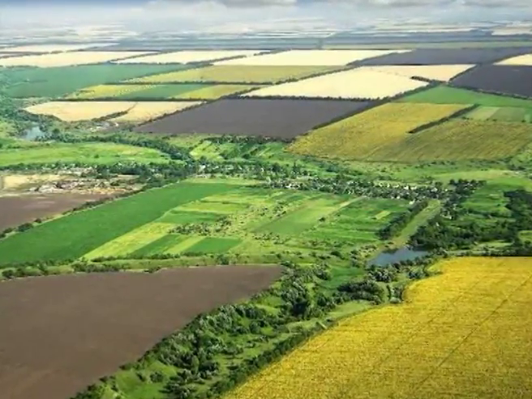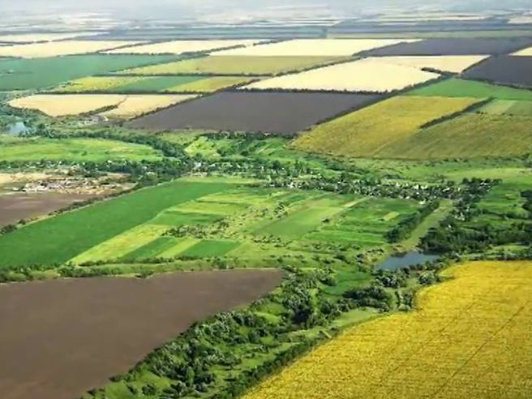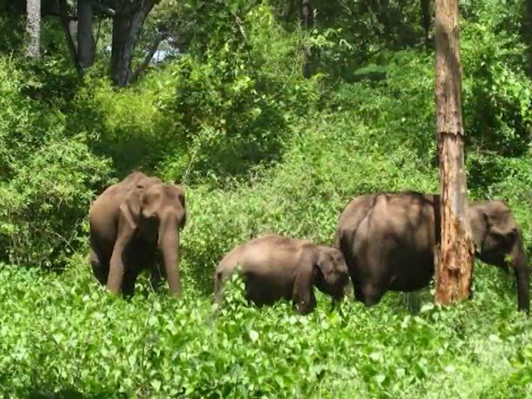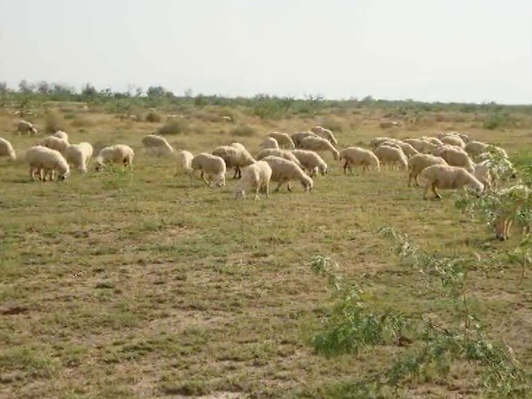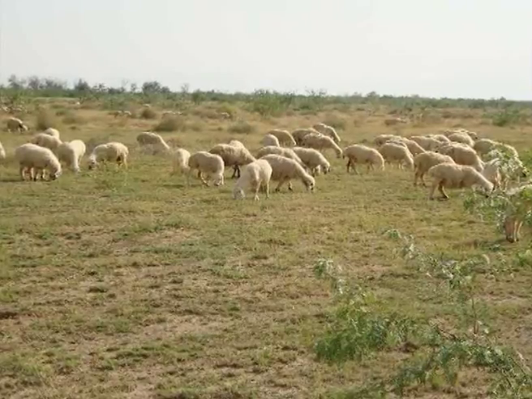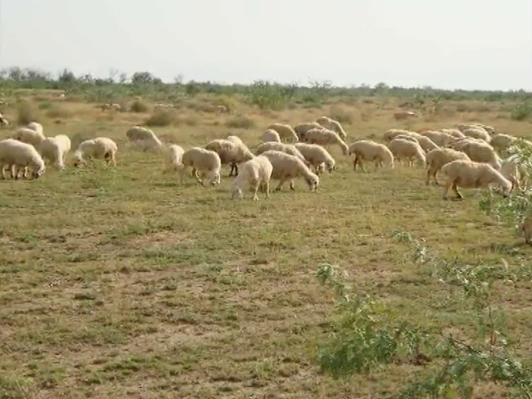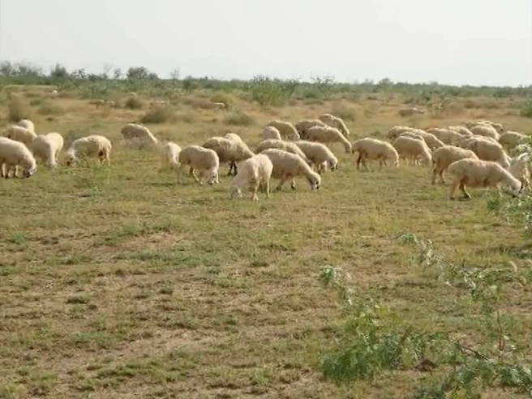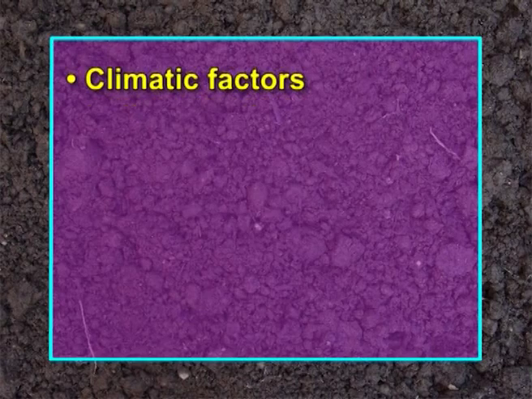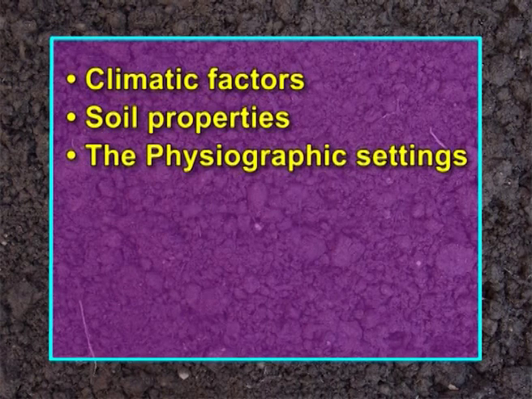You are all aware that the agricultural regions, forest regions and the livestock rearing regions of India are fully controlled by a series of interrelated geographic factors. They are the climatic factors, soil properties and the physiographic settings. Based on these three major factors, the land area of India is classified into several classes of regions and sub-regions.